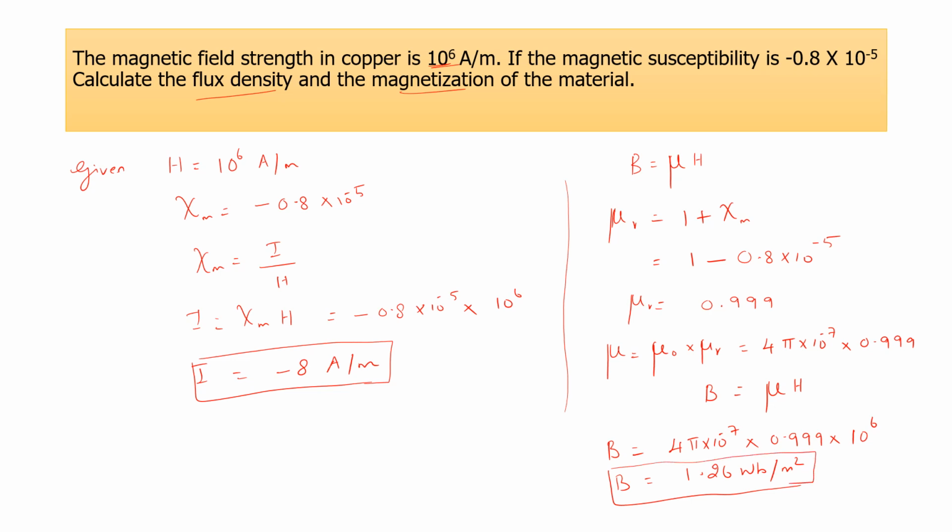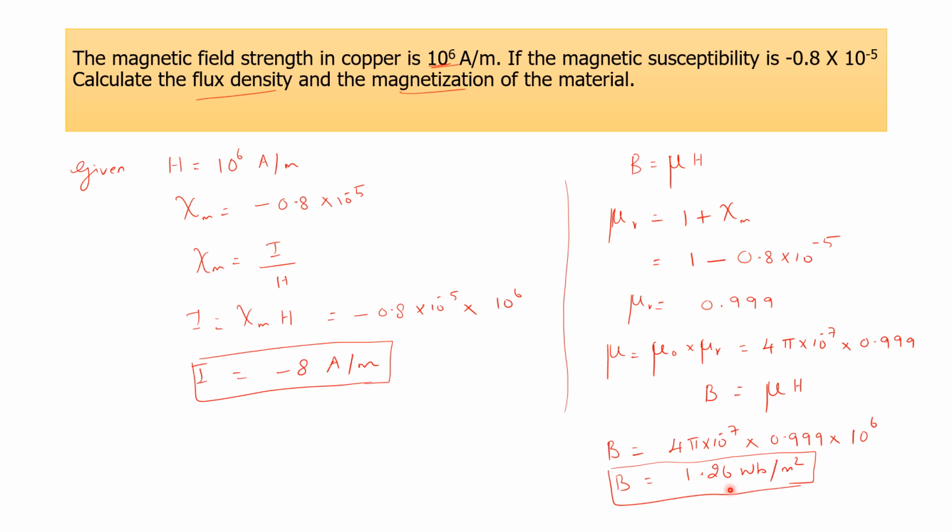So this is how the problem has to be done. So magnetization is easy because the two terms involved are given in the problem itself. But for flux density, the required terms are not directly given. So we know B is equal to mu H, and in this mu is not given. So to find mu, I first have to find mu r, because mu is equal to mu naught mu r. So mu r is equal to 1 plus chi m. Chi m is given in the problem. Substitute that, you get mu r. Then substitute in the formula for mu. Then you substitute that into the formula for B. You get the final answer to be 1.26.